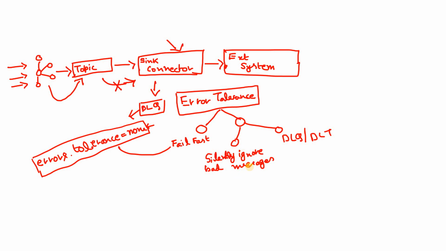The next tree branch is silently ignore bad messages. So here with the same property, errors.tolerance, you can make it all.